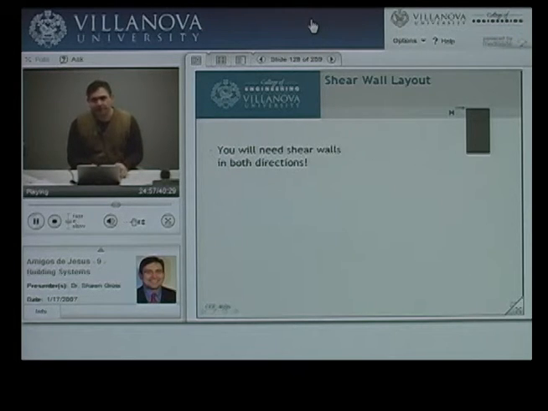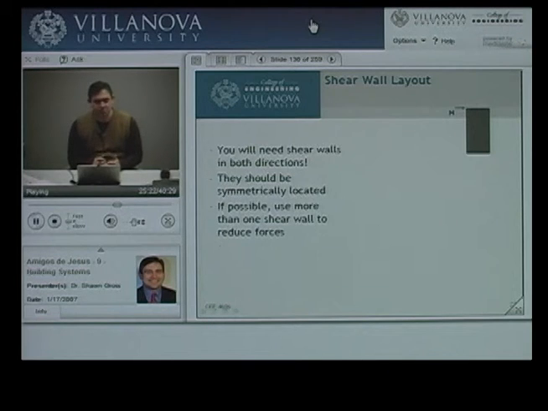We said the lateral loads are going to be in two different directions. We don't know whether the wind is going to blow from the east or the west, or whether it's going to come from the north or the south. So we have to have lateral systems that work in both of those two planes. That means we need shear walls in each direction. The shear walls should, if possible, be symmetrically located. That provides an even or well-distributed resistance. And if possible, we want to use more than one shear wall. These are very similar in terms of the requirements.